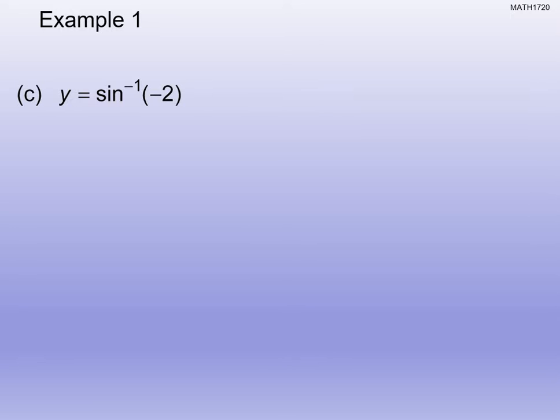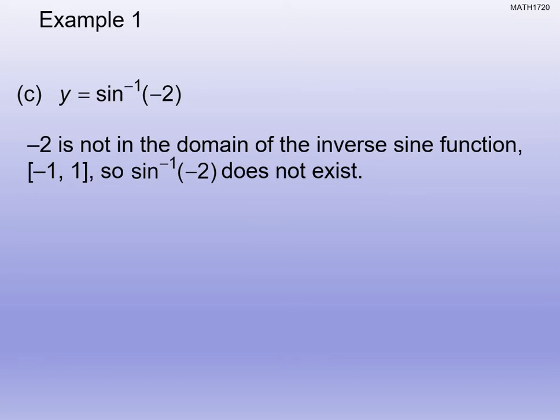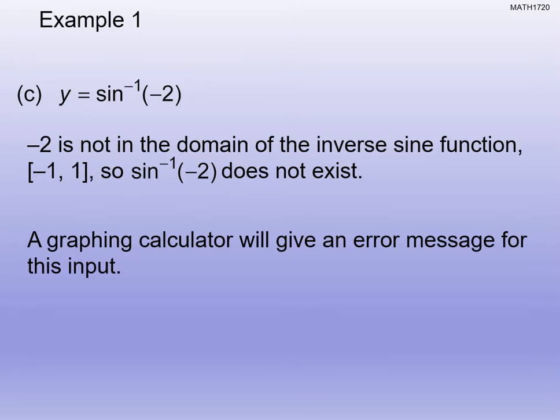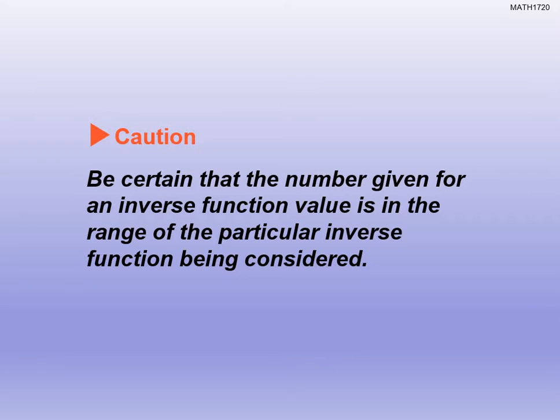-2 is outside of that realm. So this isn't possible. -2 is not in the realm of what we're looking for in the domain of the inverse function. So sine inverse of -2 does not exist. Even if you tried to test this one out on your calculator, if you're in radians and you hit second sine and then -2, it's going to tell you that you have an error there.